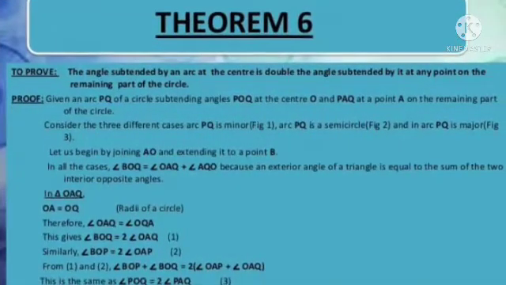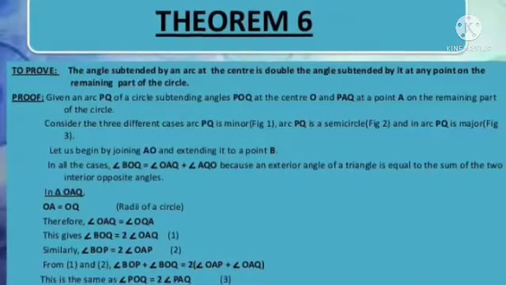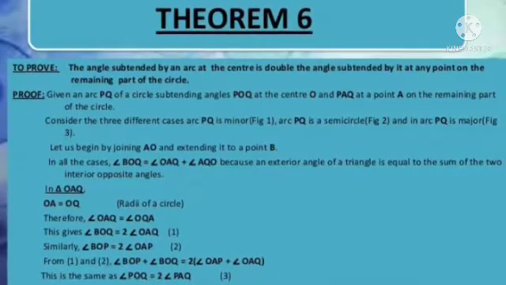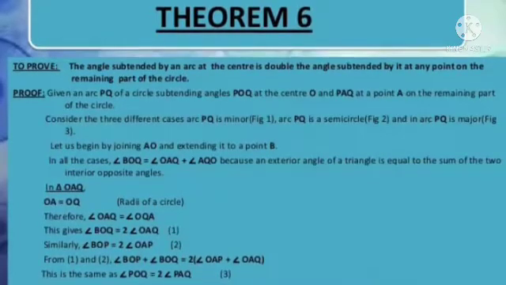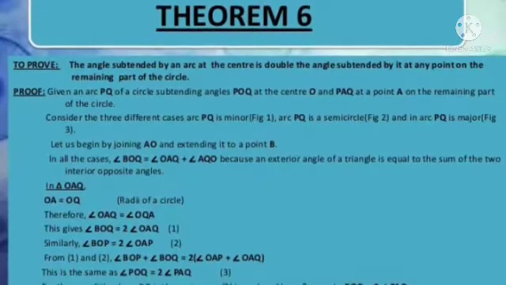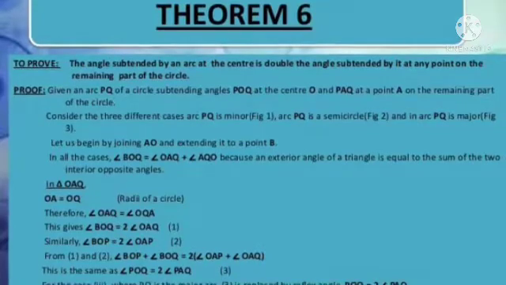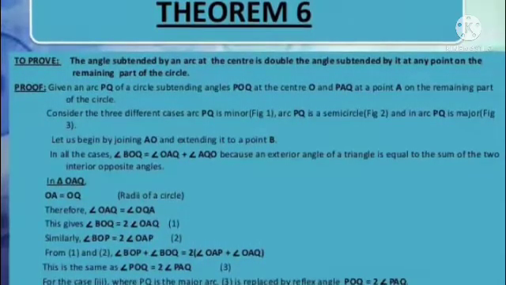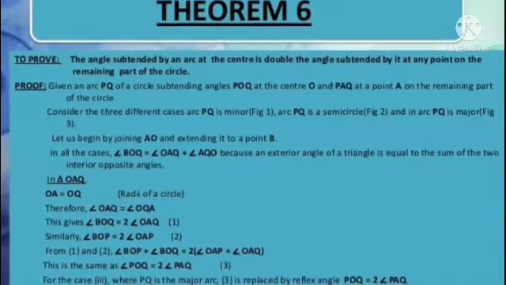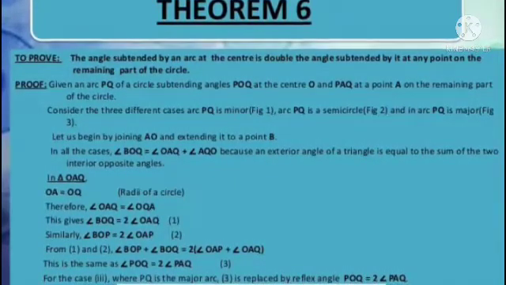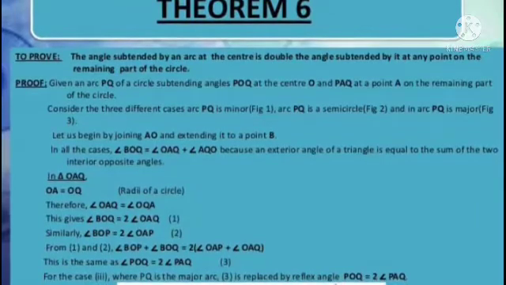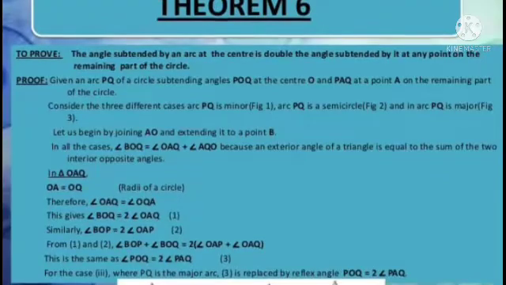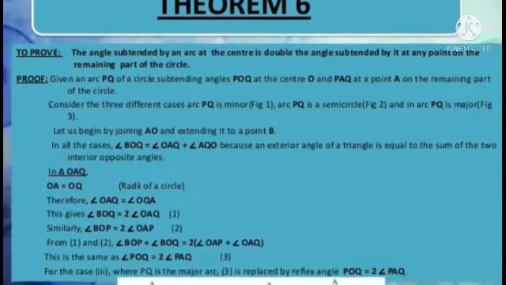Theorem 6. To prove: the angle subtended by an arc at the center is double the angle subtended by it at any point on the remaining part of the circle. Proof. Given an arc PQ of a circle subtending angle POQ at the center O and angle PAQ at a point A on the remaining part of the circle. Consider the three different cases: arc PQ is a minor arc, PQ is a semicircle, and arc PQ is major.